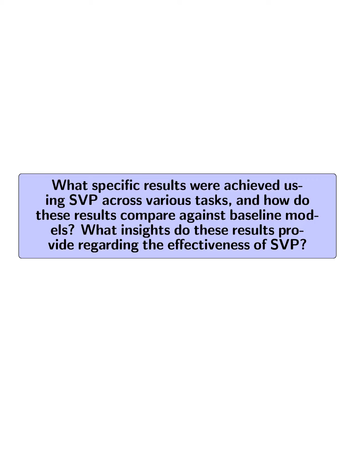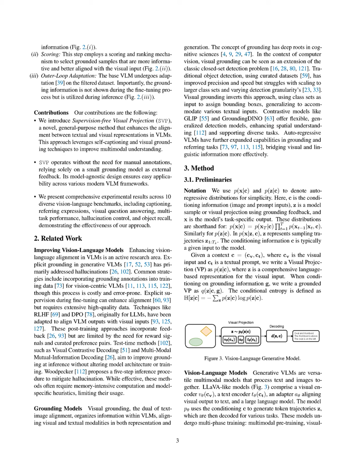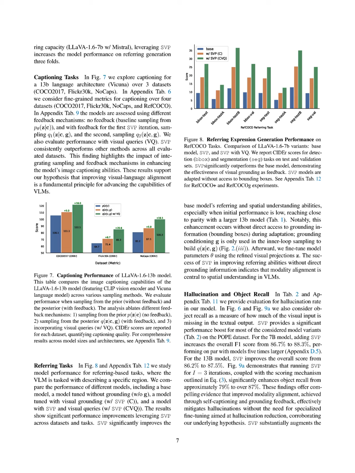What specific results were achieved using SVP across various tasks, and how do these results compare against baseline models? What insights do these results provide regarding the effectiveness of SVP? Using the supervision-free visual projection (SVP) method, significant improvements were observed across various tasks and datasets. For instance, in captioning tasks, SVP achieved nearly a 20% improvement in performance, while in referring tasks it enhanced the model's capabilities threefold, particularly for models with initially poor performance.